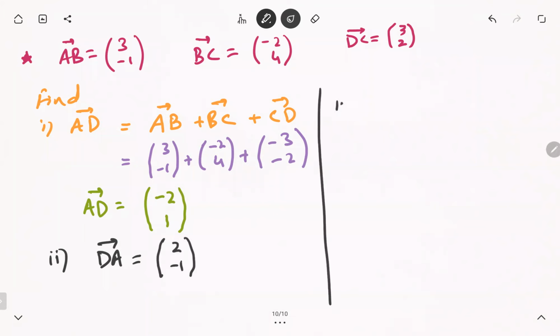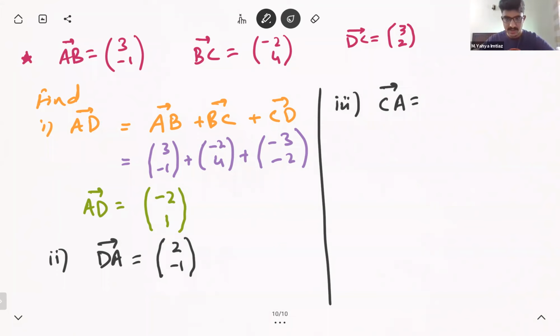Okay, third is now you have to find CA. What should be the path to find CA? Yahya Imtiaz, tell me the path to find CA. Sir, A to B plus B to C.